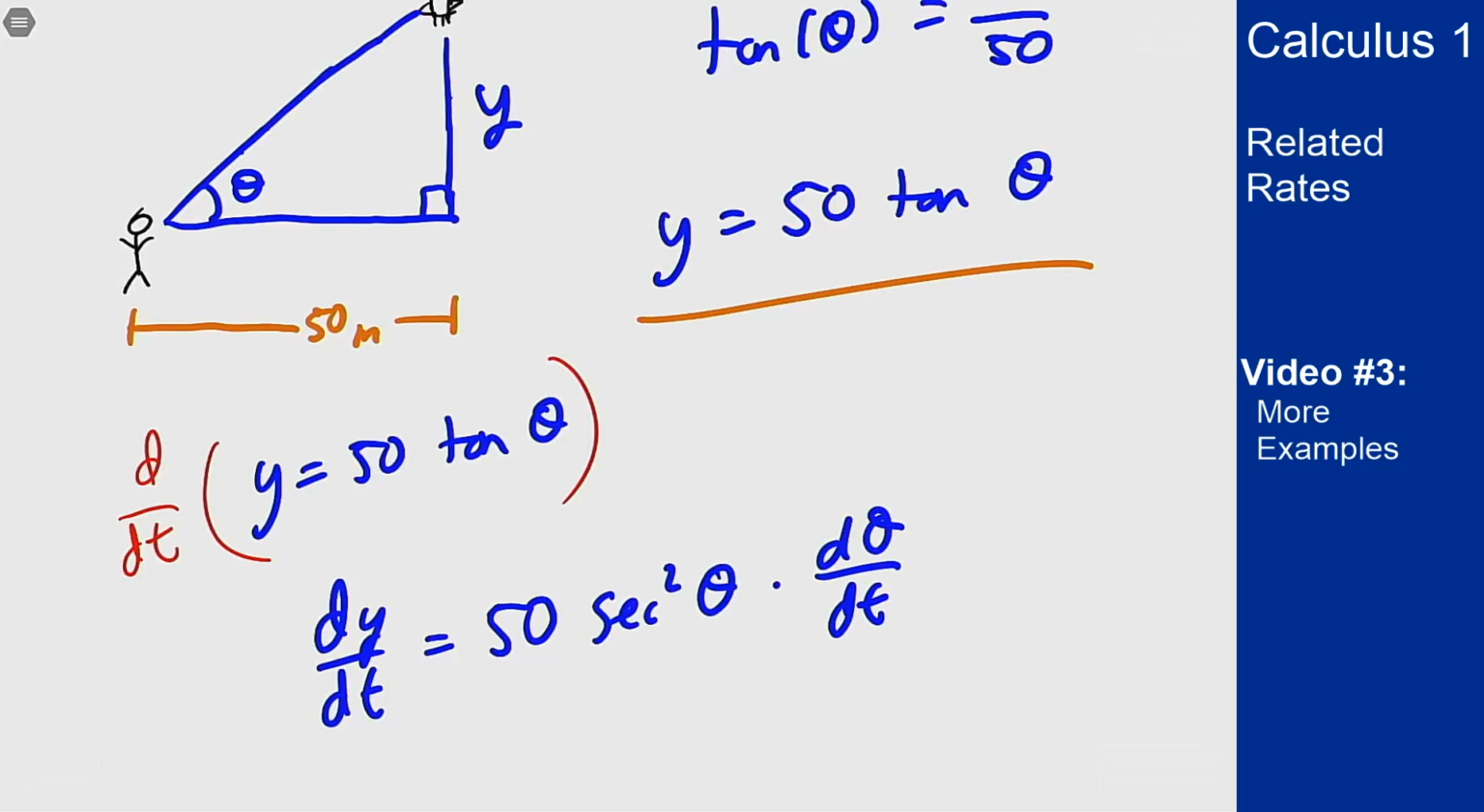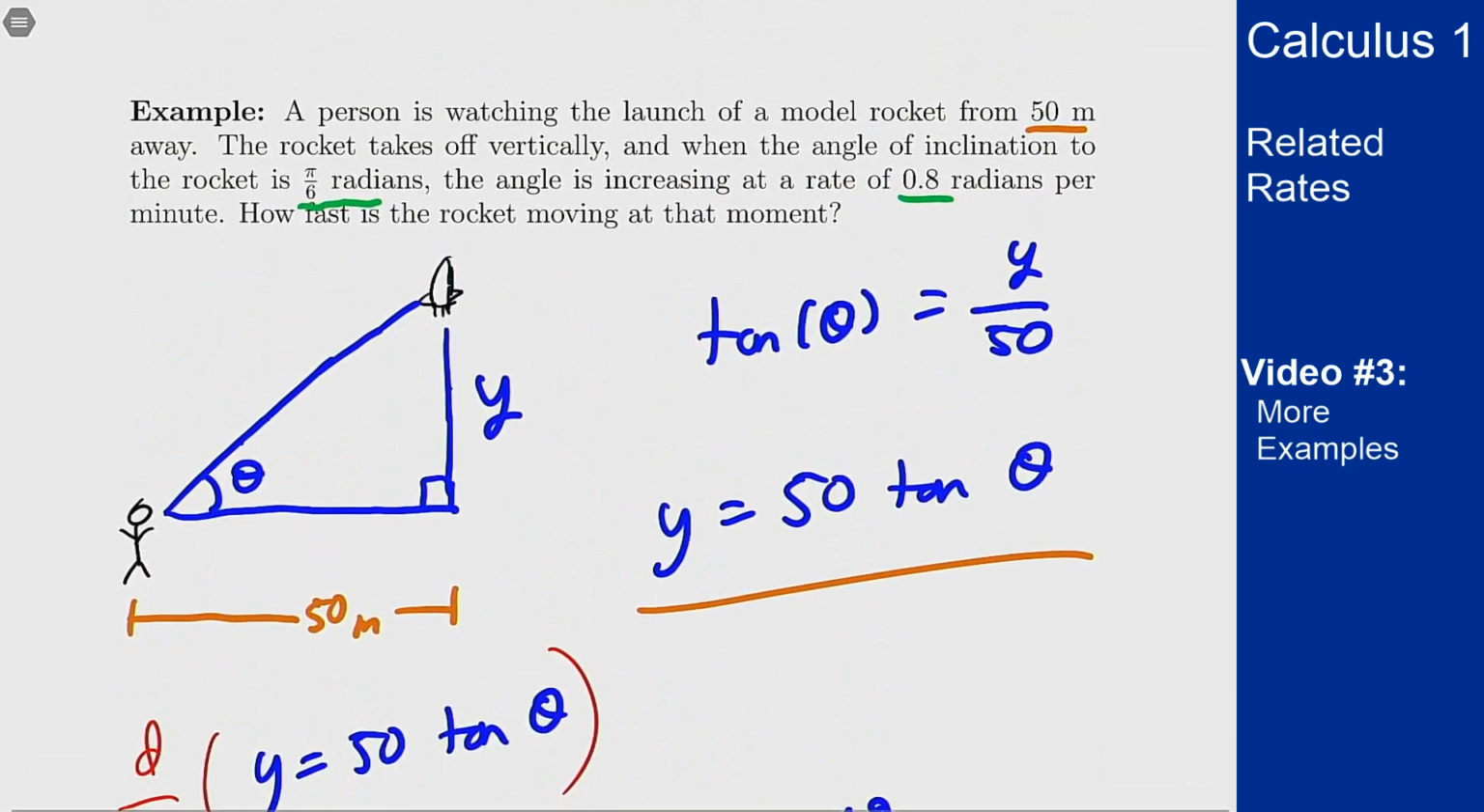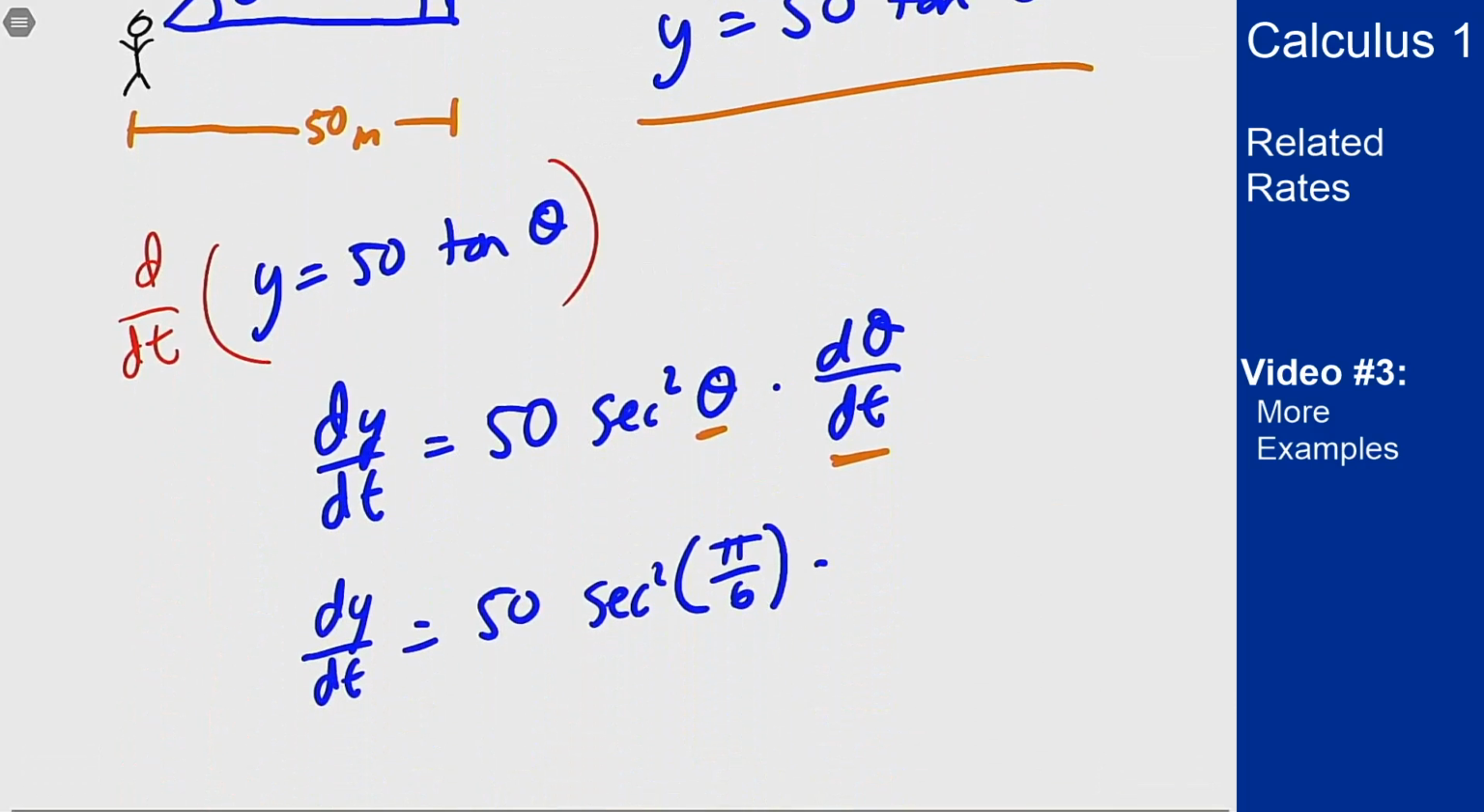What do we need to solve this out? Well, I need the value of theta and the value of d theta dt, both of which are given in the problem statement. So I'm good to go. dy dt should be 50 times secant squared of theta, which is secant squared of pi over 6 radians, times d theta dt, which the problem statement said was 0.8 radians per minute.